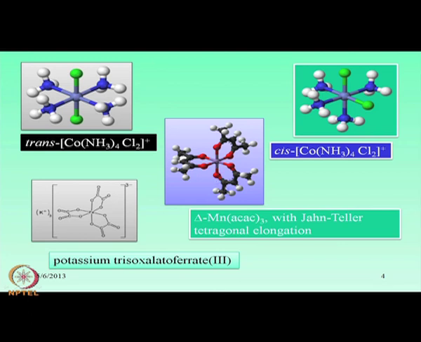And if we consider this particular axis as the z axis, then one oxygen manganese oxygen axis is the x axis, second oxygen manganese oxygen is the y axis, so the third is the z axis. So, we will find this particular elongation, that along the z axis the manganese oxygen bonds are longer compared to the manganese oxygen bonds which are available in the x axis and the y axis. So, the electronic situation is such that we have an elongated octahedral geometry.